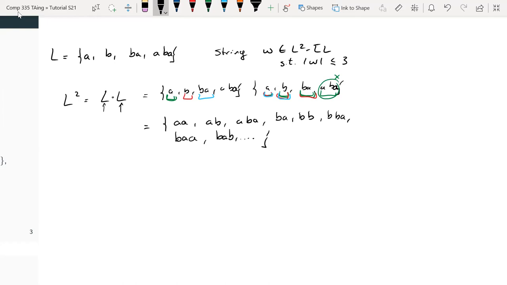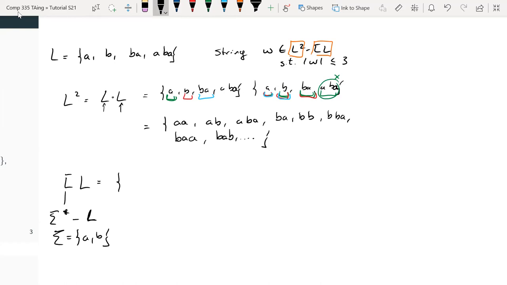Then I'm going to do the other part of the operation. So I did L square. Now I'm going to do L complement L. So what is L complement? L complement is just sigma star minus L. In this case, we can assume that sigma is AB.